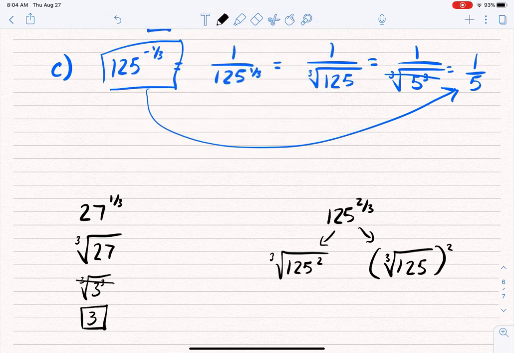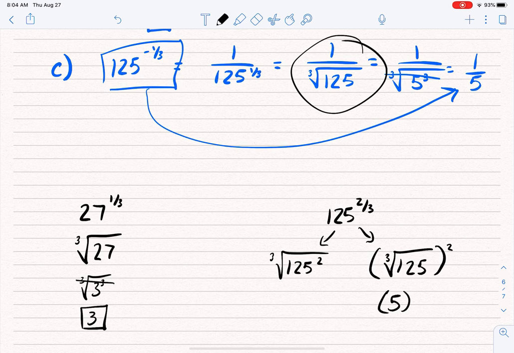For this, what I'd do is say, okay, I like this other way, and go the cubed root of 125. Well, we just said that up here. We knew that the cubed root of 125 was 5, and then now all I have to do is square it. And 5 squared is, of course, 25. I like that a lot better.